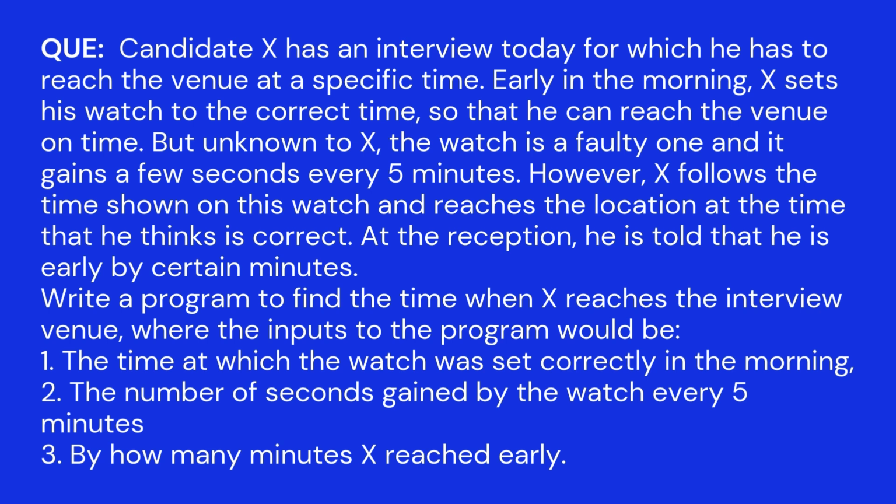Question. Candidate X has an interview today for which he has to reach the venue at a specific time. Early in the morning, X sets his watch to the correct time so that he can reach the venue on time. But, unknown to X, the watch is a faulty one, and it gains a few seconds every 5 minutes. However, X follows the time shown on this watch and reaches the location at the time that he thinks is correct. At the reception, he is told that he is early by certain minutes.